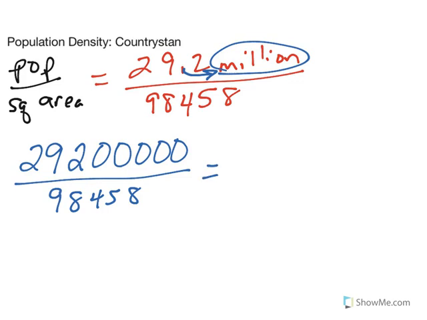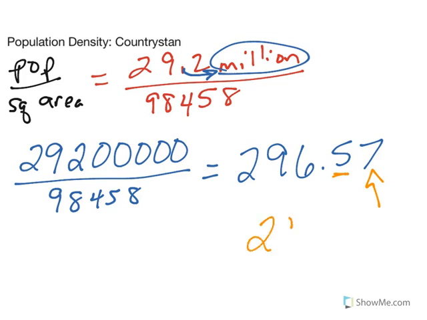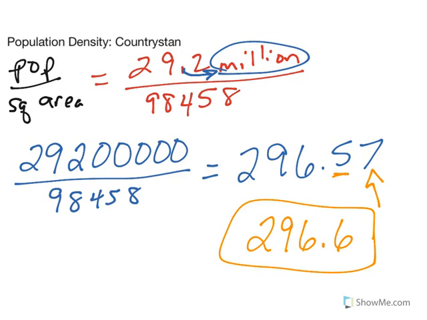Now when I do that, I end up with an answer of 296.57. Recall that the directions said round to the nearest tenth, so that's 1 place past the decimal. I look at the 7, 7 tells me to round up, and I'm at 296.6. So in a square mile in Countrystan, there are 296.6 people. Well, not million, just people. So every mile has 296.6 people.